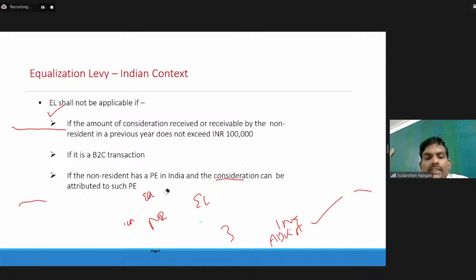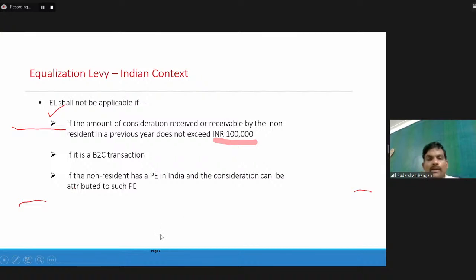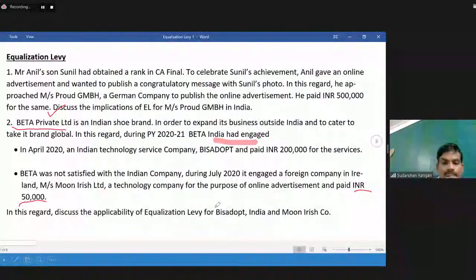Threshold is just INR 1 lakh. So therefore, the threshold here is INR 1 lakh. So now come back and see here. The payment is 50,000. So everything else is satisfied, but the threshold is less than 1 lakh. So therefore, equalization levy not applicable.